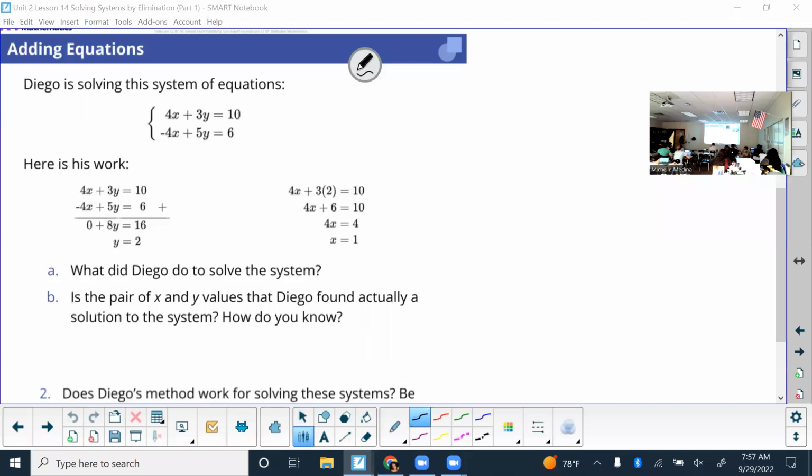So now we are on lesson 14. This is printed on your paper, correct? Yes. The paper that I passed out. Okay, great. So Diego is solving this system of equations. Here is his work. What did he do? Did he use the substitution method?